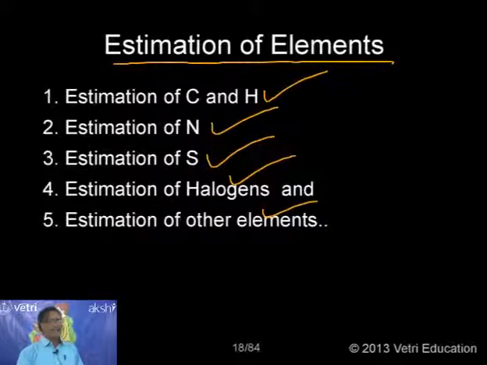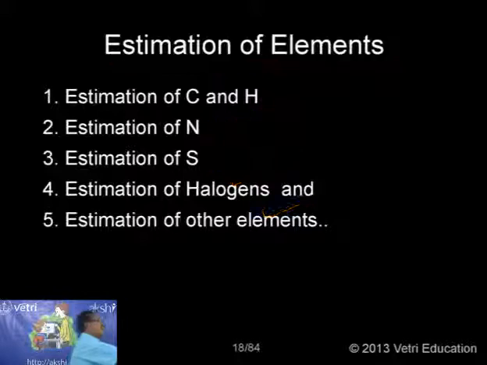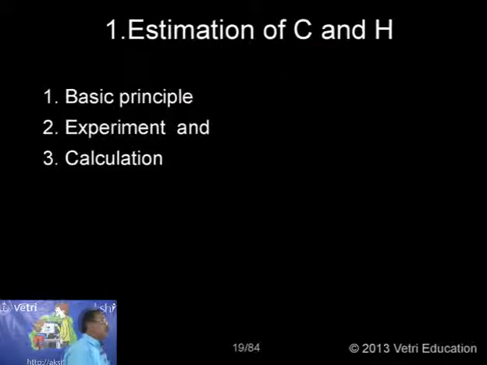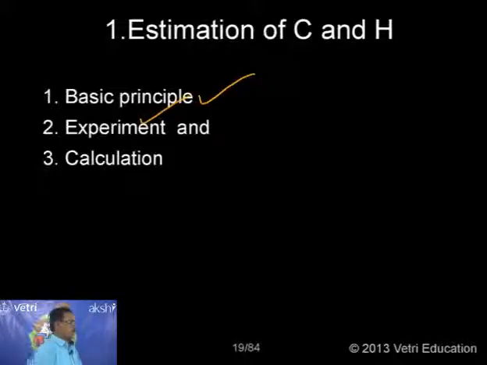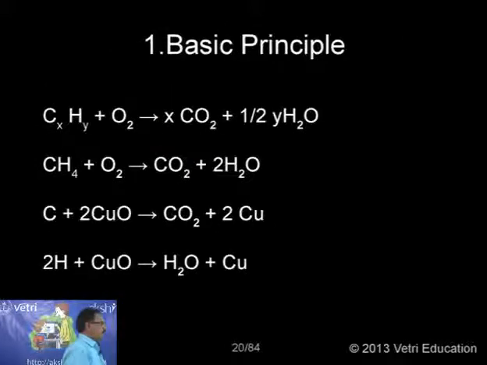First, let me take estimation of carbon and hydrogen. This is the most important. Under the estimation of carbon and hydrogen, again, I am going to discuss three parts: one is the basic principle involved, the experimental part, that is the procedure, and then the calculations. So I will discuss them one by one systematically.